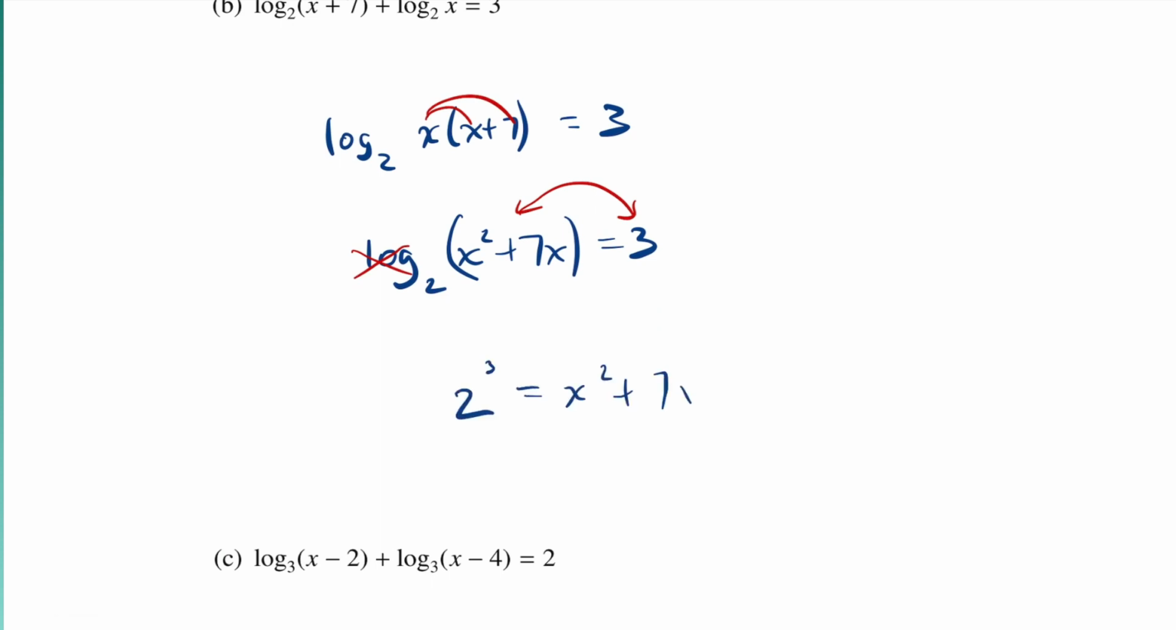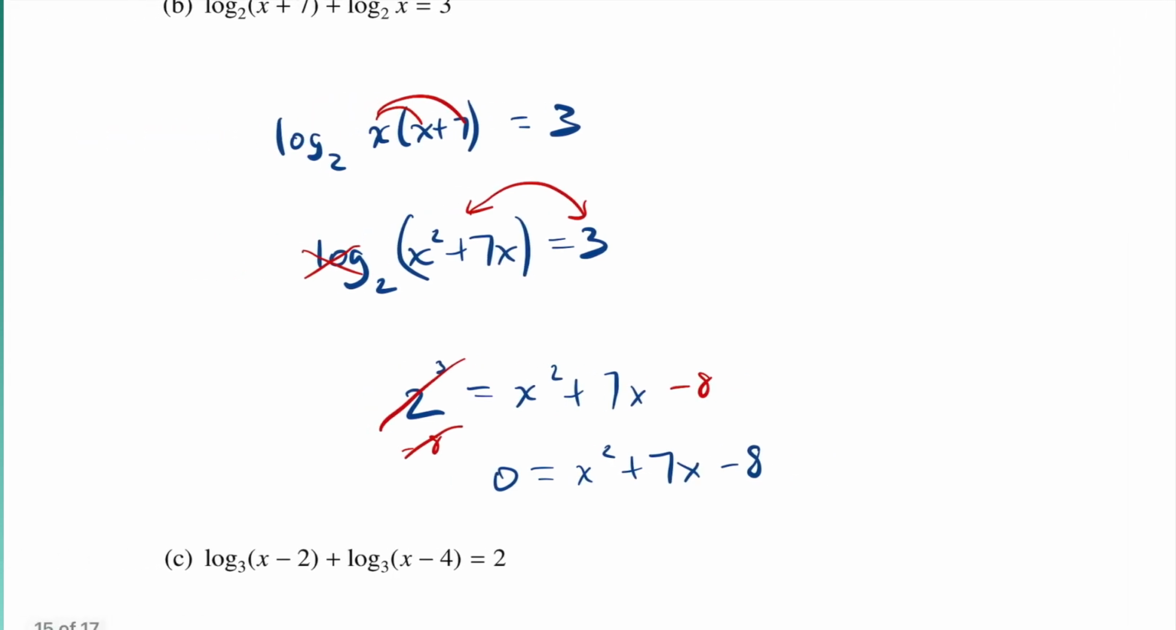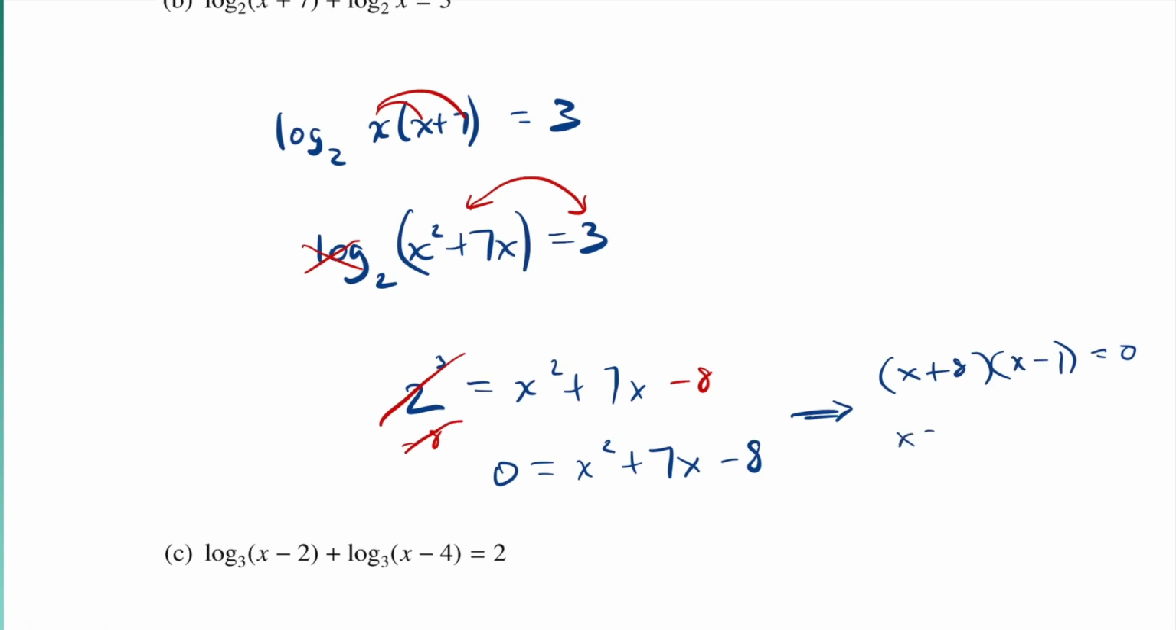Now 2 to the third is 8, so if we subtract 8 from both sides to make this a quadratic equation, we have to set it equal to 0. That's why I subtracted 8. Now we can factor this into x plus 8 times x minus 1, and therefore the two solutions are -8 and +1 if you solve these two factors.